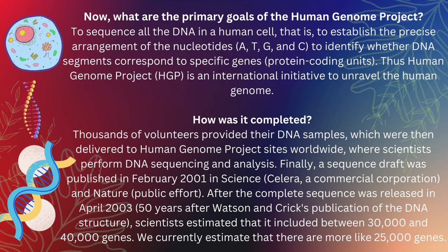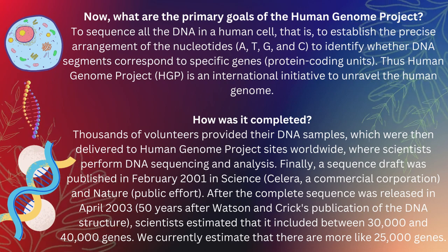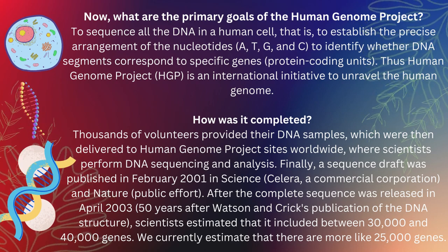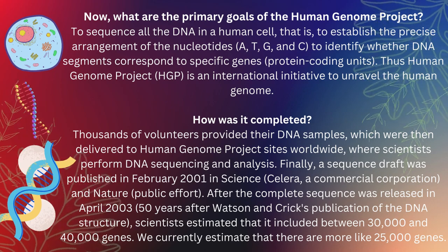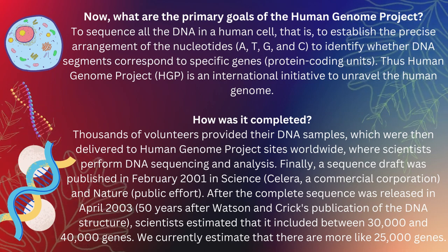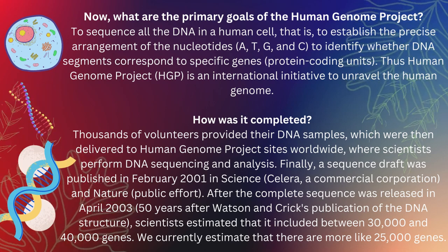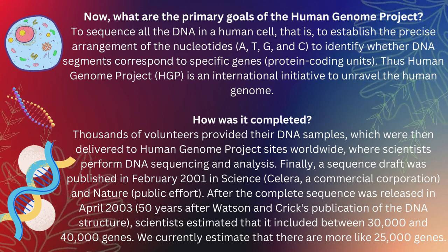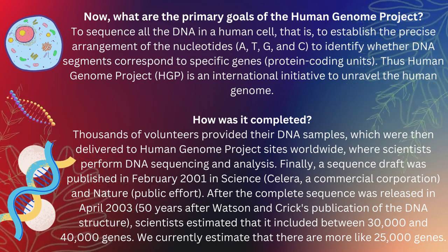Now, how was it completed? Thousands of volunteers provided their DNA samples, which were then delivered to the Human Genome Project sites throughout the world, where scientists performed DNA sequencing and analysis. Finally, a sequence draft was published in February 2001 in Science, by Celera, a commercial corporation, and in Nature, through the public effort. After the complete sequence was released in April 2003, 50 years after Watson and Crick's publication of the DNA structure, scientists estimated that it included between 30 to 40,000 genes. We currently estimate that there are more like 25,000 genes. There is still much work to do in this field.